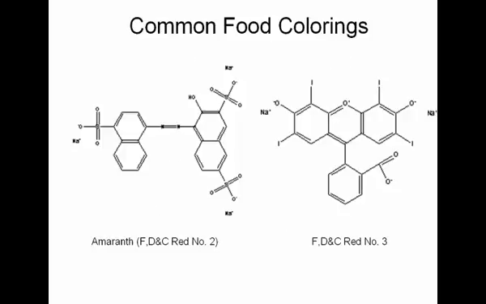So some practical things, just a couple of them: food colorings have lots of conjugation in them to make them absorb visible light and make them transmit that visible light. So here's two red food dyes.